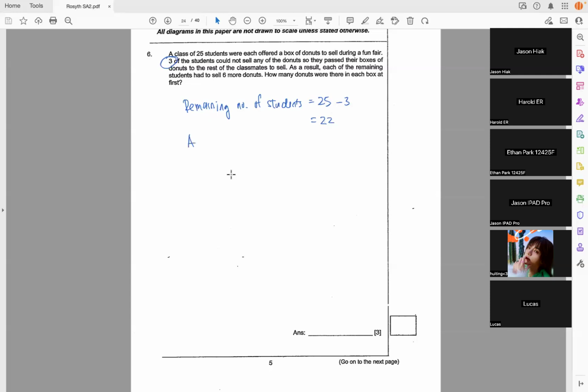So each of these remaining 22 students have to sell additional how many donuts each? They have to sell an additional 6 donuts each, right? Each of them has to sell 6 donuts. So these 22 students have to sell a total of 132 donuts. And these 132 donuts came from the 3 students.